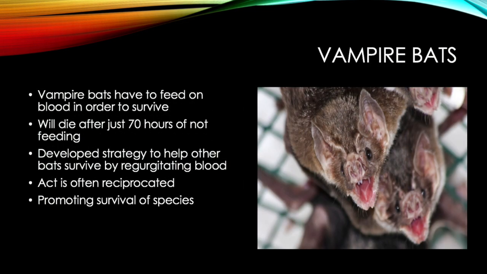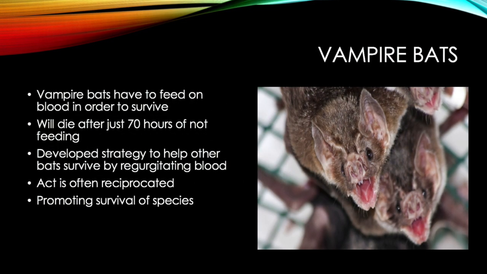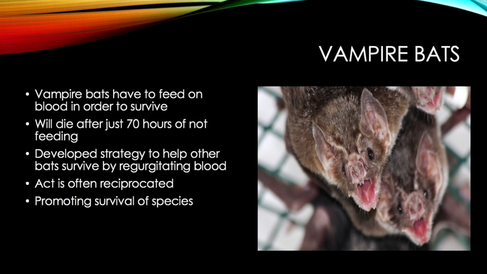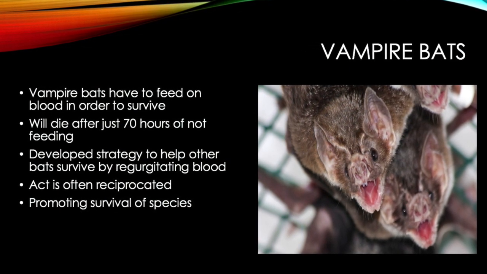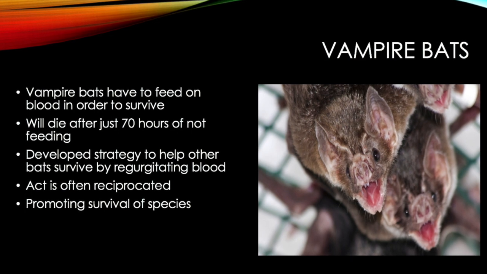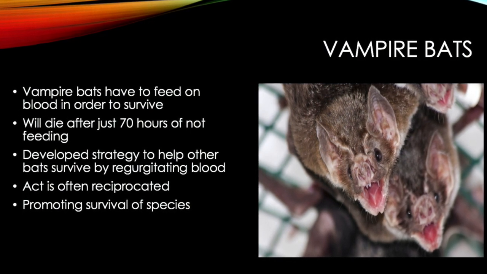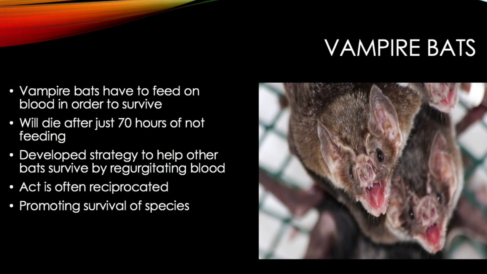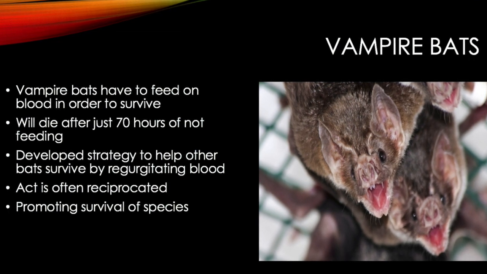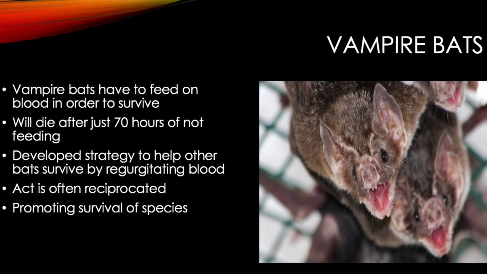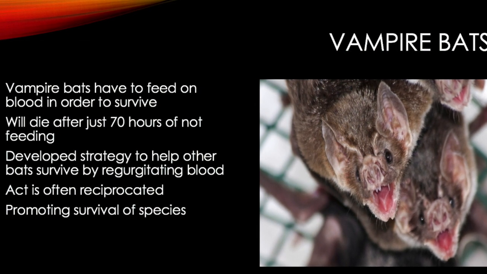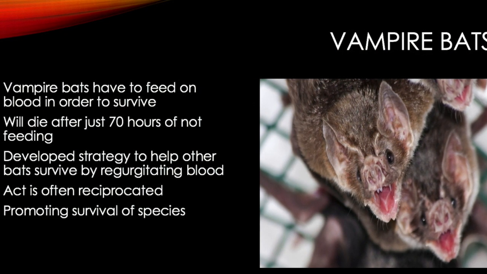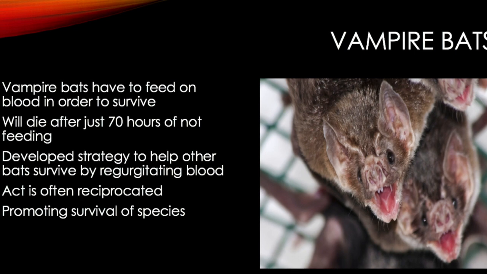In reference to vampire bats, they have developed a strategy to aid other bats, as they are prone to dying if they go 70 hours without feeding on blood. In order to save fellow vampire bats, bats that were able to feed can regurgitate blood to give to those that haven't fed. In vampire bats, though, this act of kindness is very often seen to be reciprocated. While they engage in this act to ensure the favor is returned later on, they are also promoting survival of the species by not allowing their fellow bats to die if they fail to feed through the night.